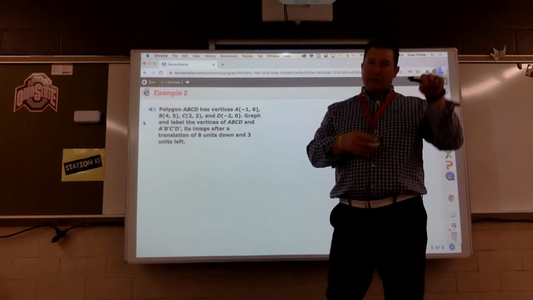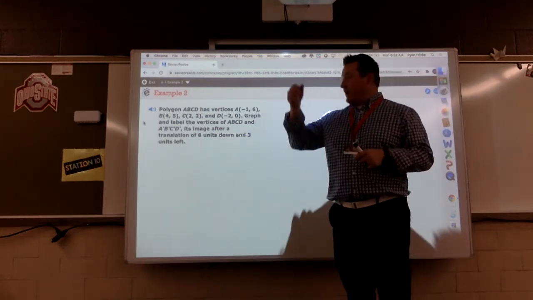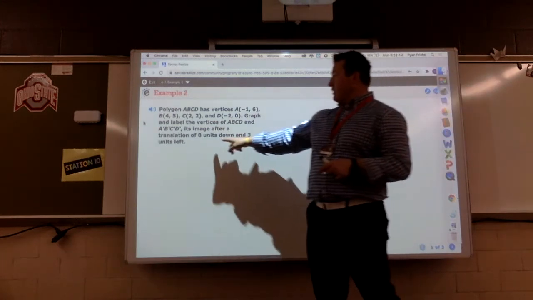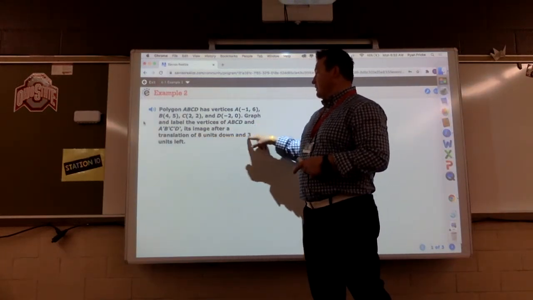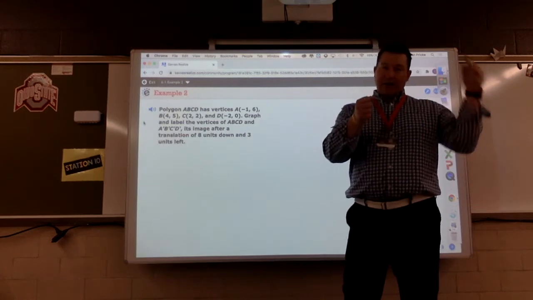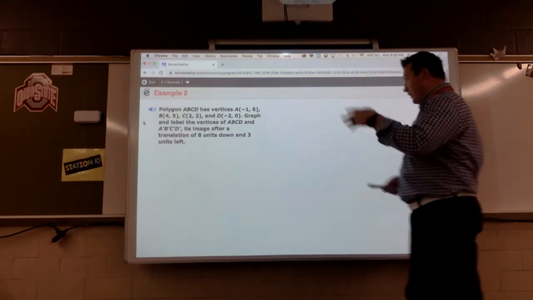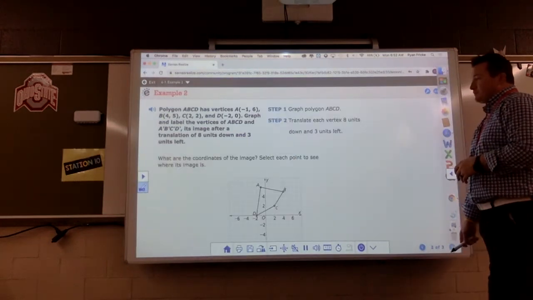So when we have those little prime marks after it, that's like, hey, A was the first point, then we moved it. In this case, guys, how are we moving it? 8 units down, 3 units left, right? That new point is going to be A prime, right? It's got a little tick mark next to it. All right, so anyway, let's take a look at what they did here.